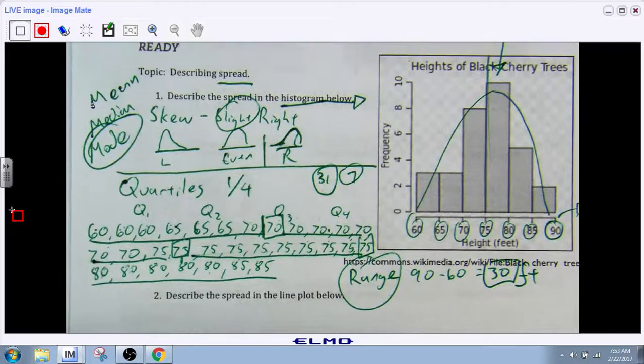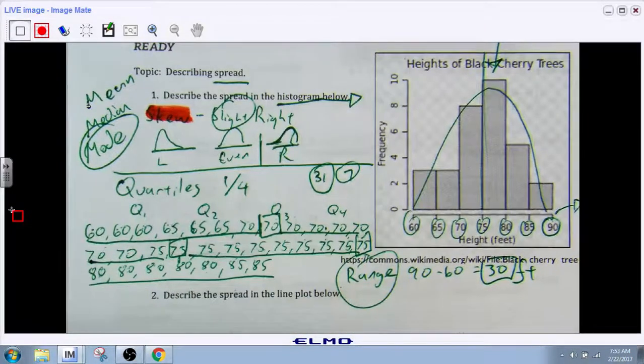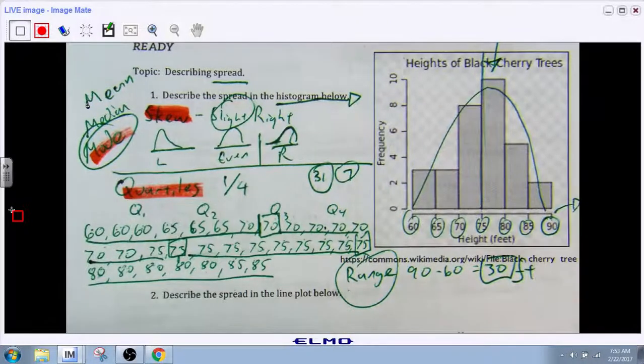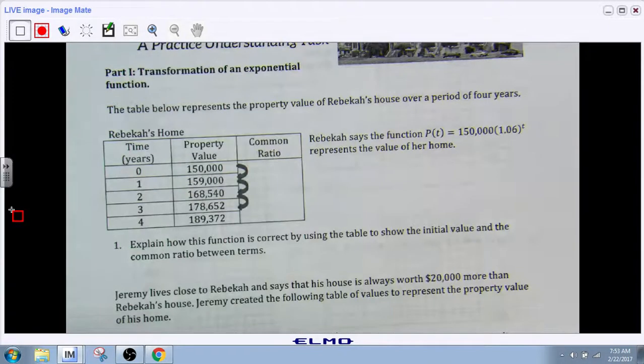I'm looking for you to talk about, let me highlight them. Skew. Skew is important. Quartiles. Identify the mode, in this case 75, and identify the range. Those are the 4 things I'm looking for you to be able to do on this. Okay, let's turn the page.